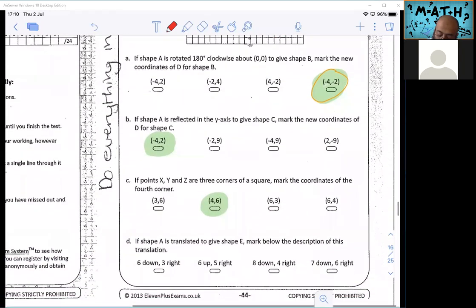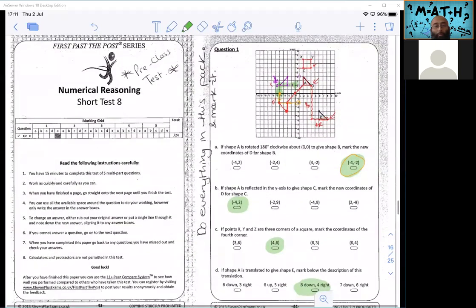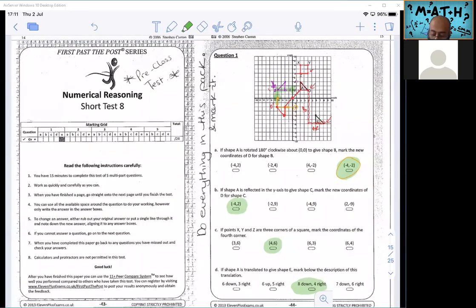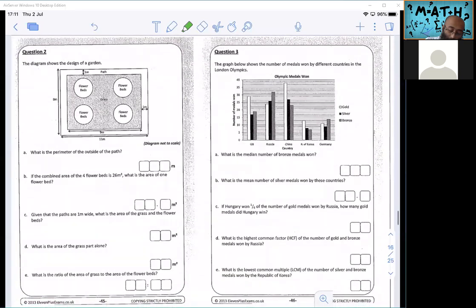So we've got to go 8 down and 4 right, which is not really the normal format that we have. But there we go. We have our first question done. Okay, lovely. Next question. Question number 2.